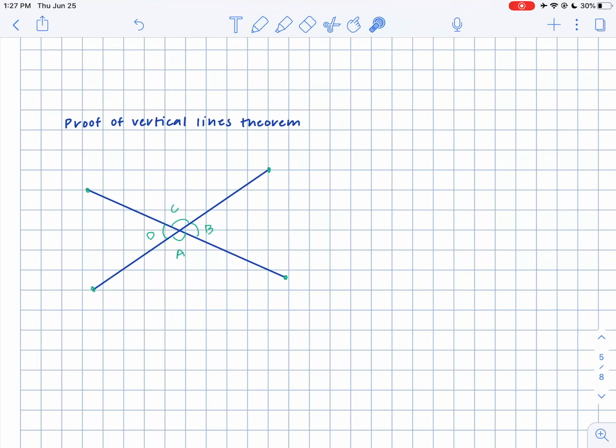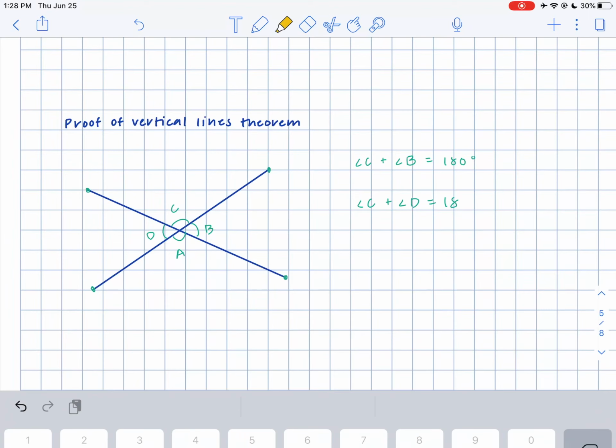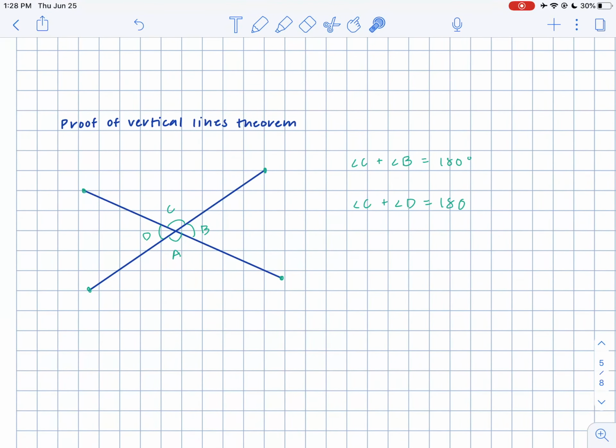So let's just pick one of them. Let's say I want to pick C and B. So I would write angle C plus angle B equals 180 because they're linear. When you add them together, they are 180 and they're adjacent. Now let's pick another pair. Let's pick C and D. So angle C plus angle D equals 180. So now we see a relationship. This says C plus B equals 180. This says C plus D equals 180.